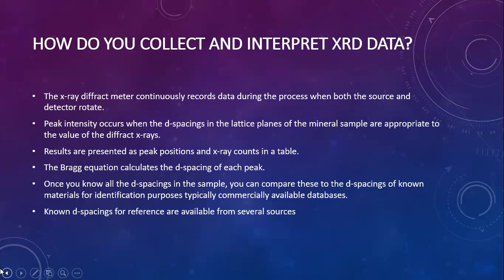Bragg's equation calculates the d-spacing of each peak. Once you know all the d-spacings in the sample, you can compare these to the d-spacings of known materials for identification purposes, typically using commercially available databases. The known d-spacings for reference are available from several sources. As we have discussed earlier, there are a lot of d-spacing references available to interpret the data for a new one.